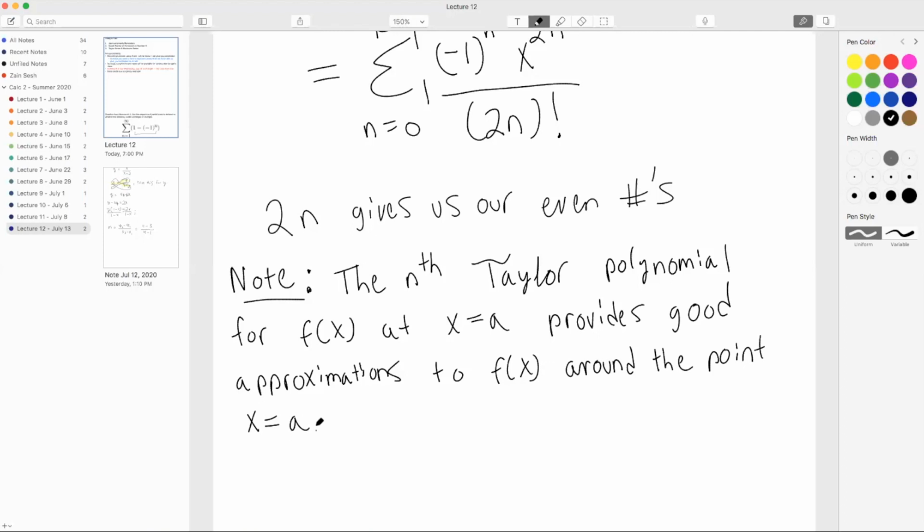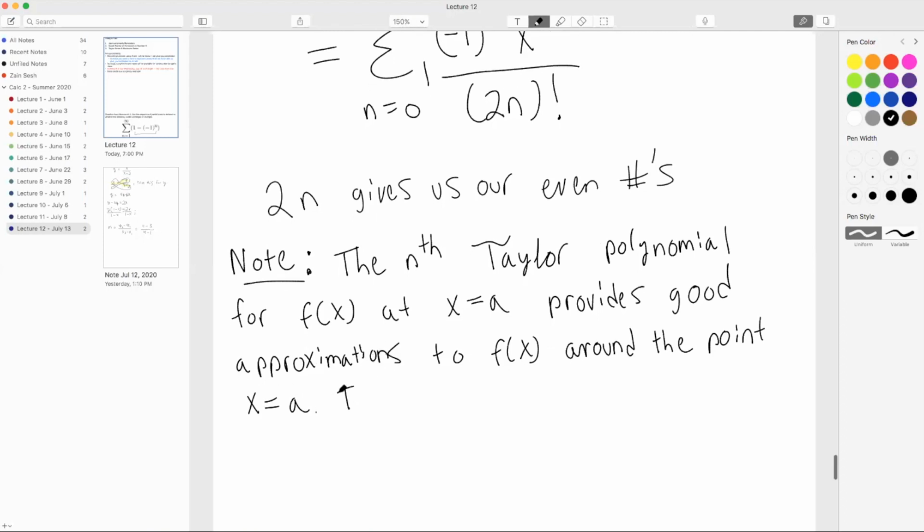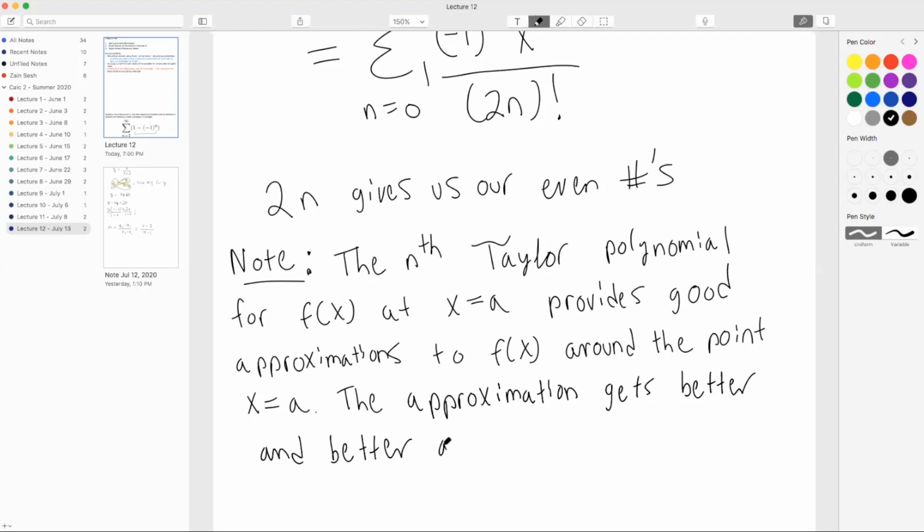Okay, and I'm going to do a nice demonstration of this right now. Moreover, the approximation gets more accurate, so it gets better and better as n gets large. So the 100th Taylor polynomial will be a much better approximation than, say, the first Taylor polynomial.